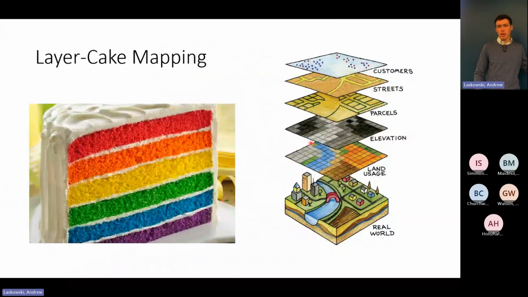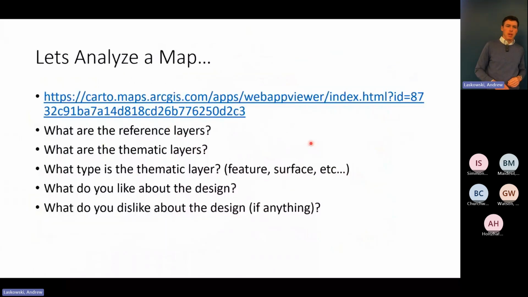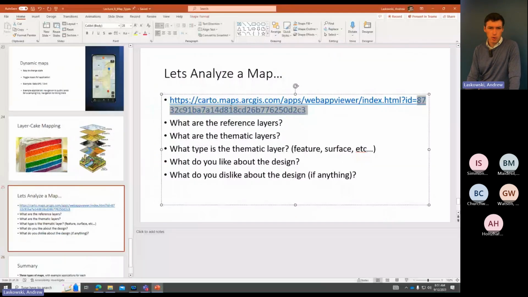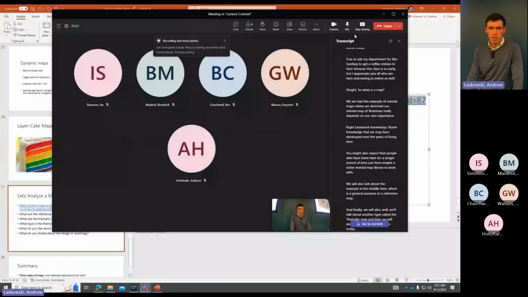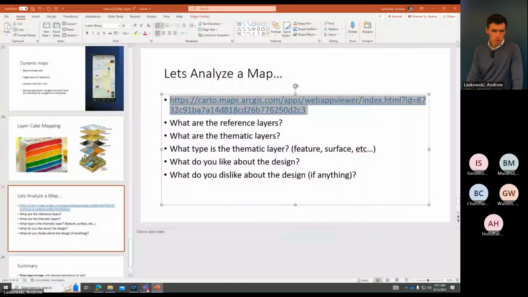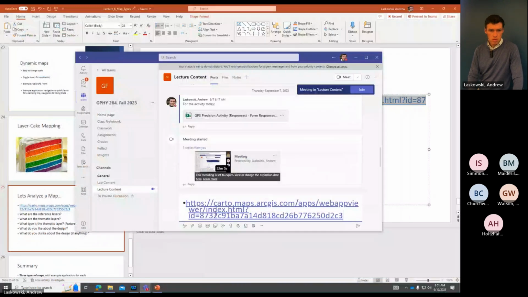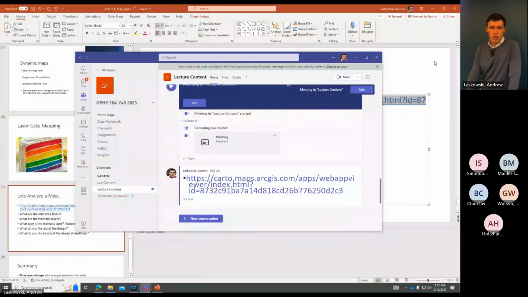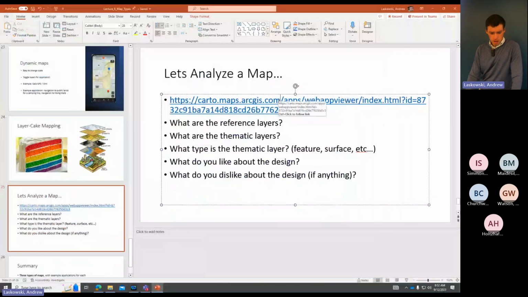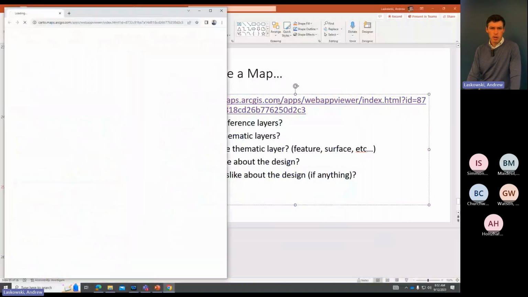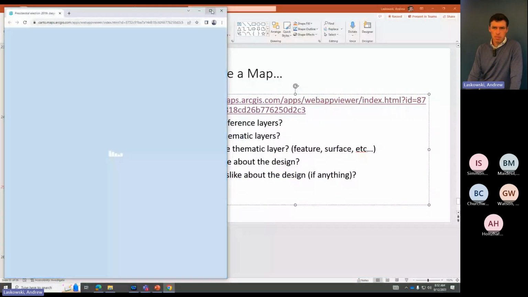We talked about this, layering, very important for thematic maps. All right, so let's actually analyze a map. I'm going to open this up on the screen here, and I'm also going to paste this link in the Teams channel as well. I should have done that before class. I apologize. So if you've got Teams running on your machine, you can go ahead and check this out. This is just a map I found yesterday by going to that URL that was in that intro video I showed.